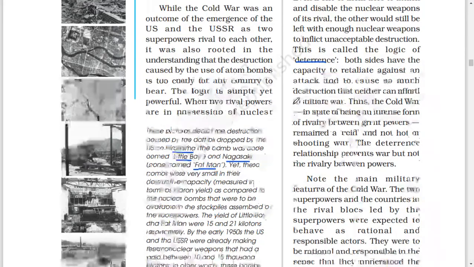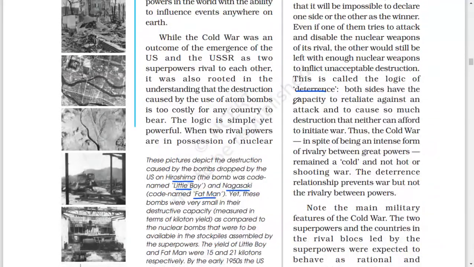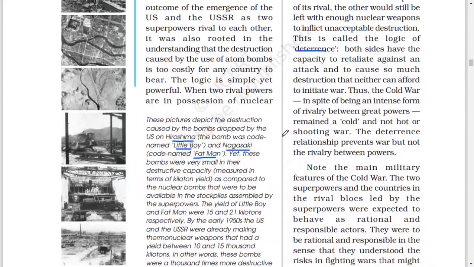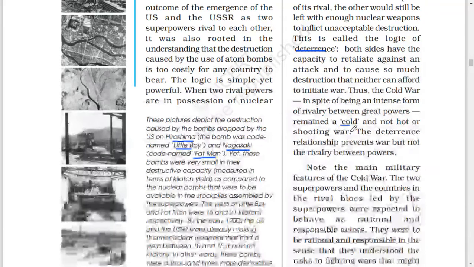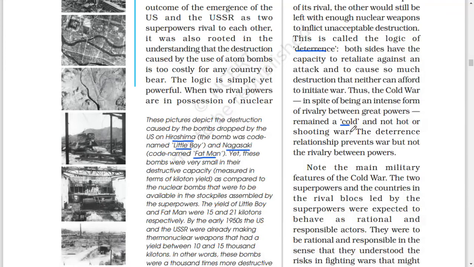Both sides have the capacity to retaliate against an attack and to cause so much destruction that neither can afford to initiate war. Thus, the Cold War, in spite of being an intense form of rivalry between great powers, remained a cold and not a hot or shooting war. The deterrence relationship prevents war, but not the rivalry between powers.